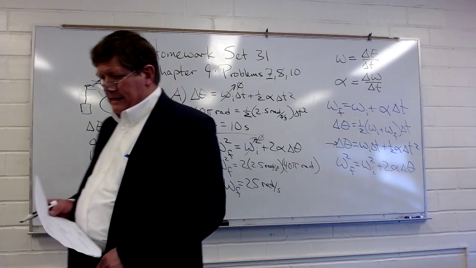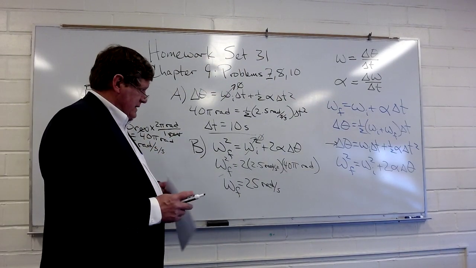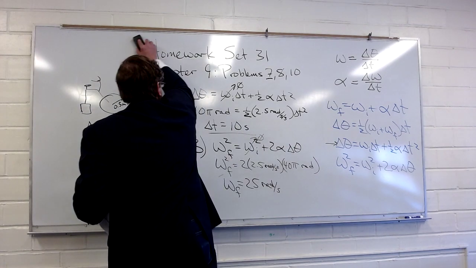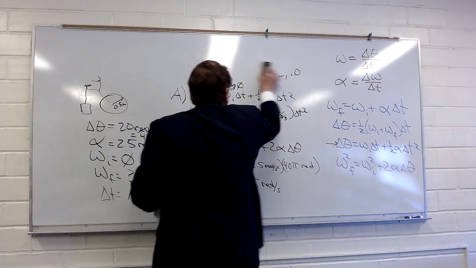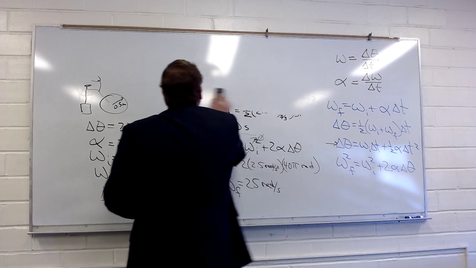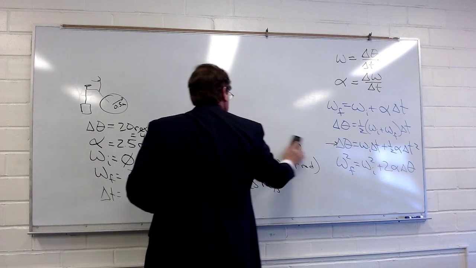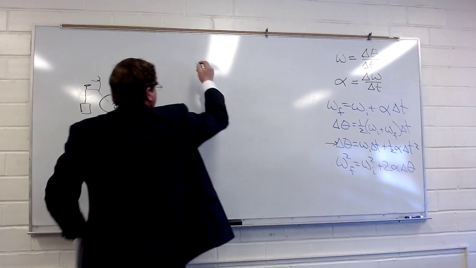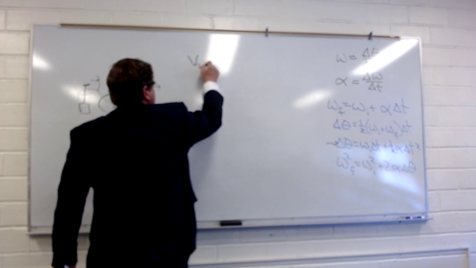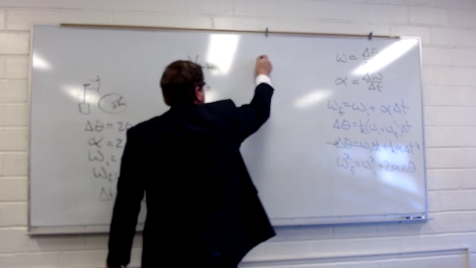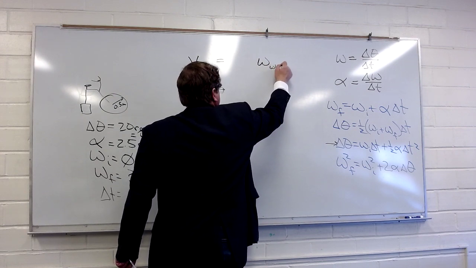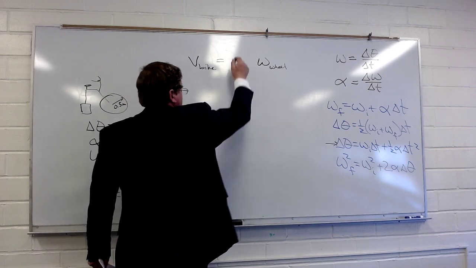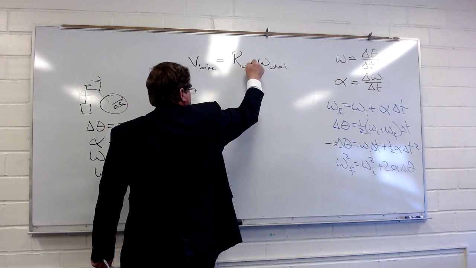Now, you remember from class that we had a rolling condition, or it should be called a rolling without slipping condition. And that rolling condition was that the linear speed of the bike is related to the angular speed of the wheel, and the fudge factor that you have to multiply it by is going to be the radius of the wheel.